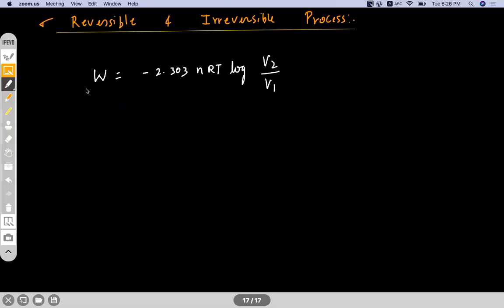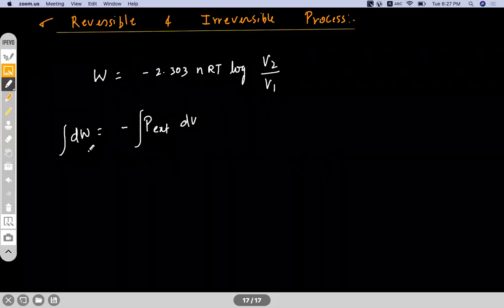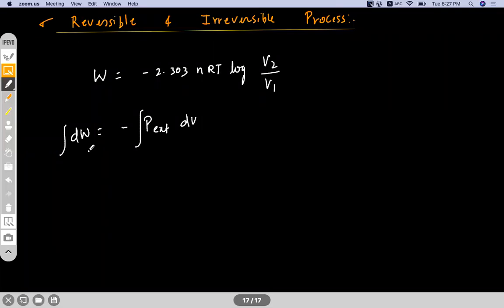If you go back and try to recall the derivation of this formula, we started with this formula, right? Minus P external dV, dW is this. And then we integrate it. P2 by P1, P1 by P2, or V2 by V1, both you can write. That's not a problem. Because isothermal, so P1 V1 is equal to P2 V2. So P1 by P2 is equal to V2 by V1. So in terms of pressure, it is log of P1 by P2, and in terms of volume, it is V2 by V1. So both are correct.